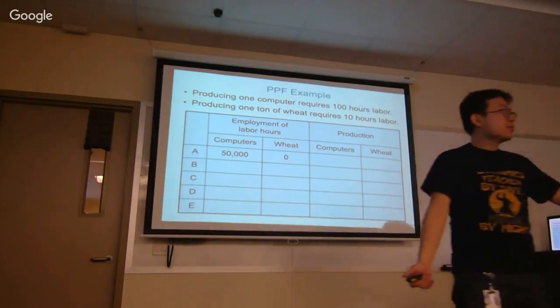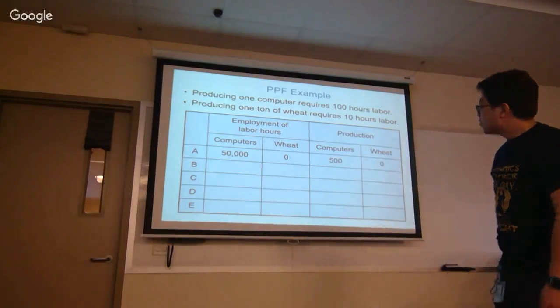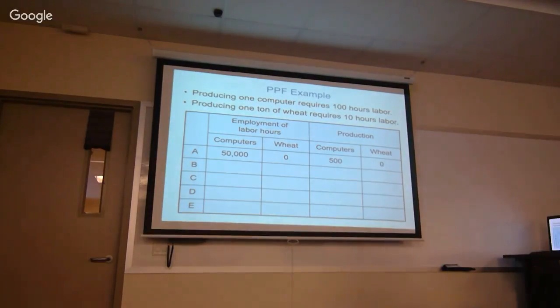It's like your homework, I mean, your quizzes. You don't spend any time on it, of course you get 0 for it. So 500 computers and 0 wheat. That's our first combination. Now, for combination B, how many computers are we going to have?